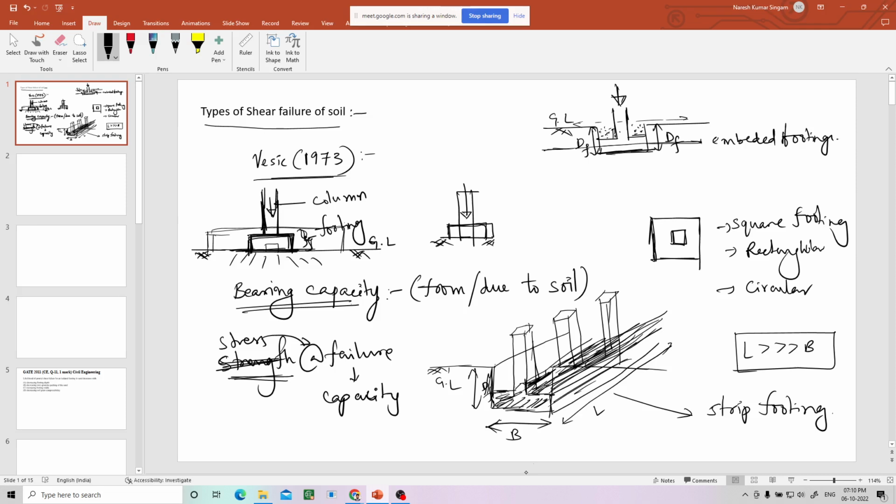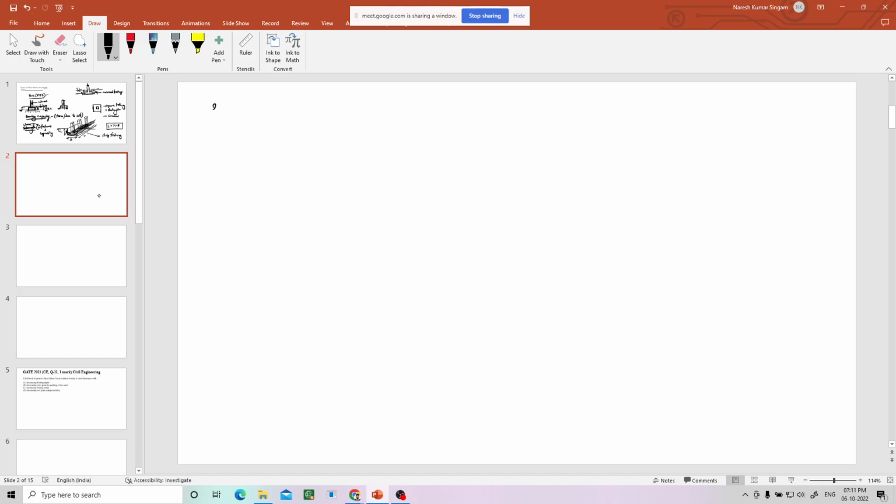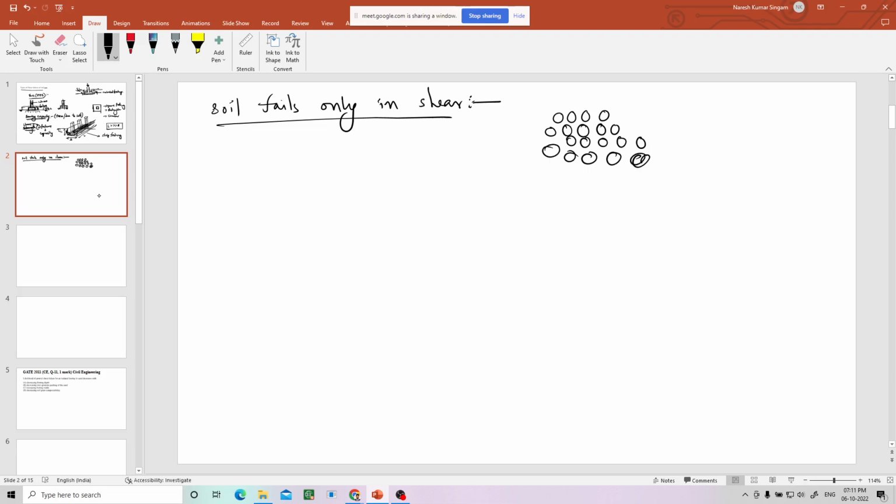So let us enter into types of shear failures. See, another thing is soil fails only in shear. I already told in the previous classes. This shear will happen due to the sliding of the soil particles one over another. Some soil particles move in this direction, some move in this direction. Because of the failure in shear, the total soil will fail.